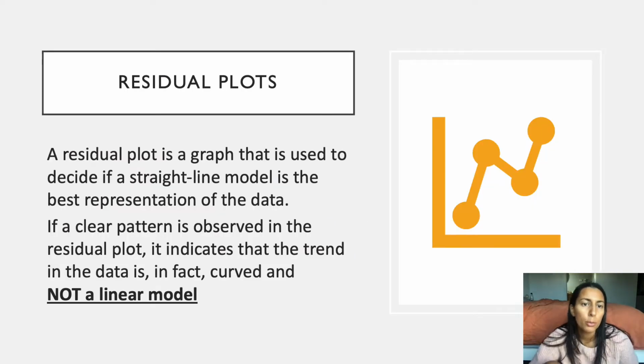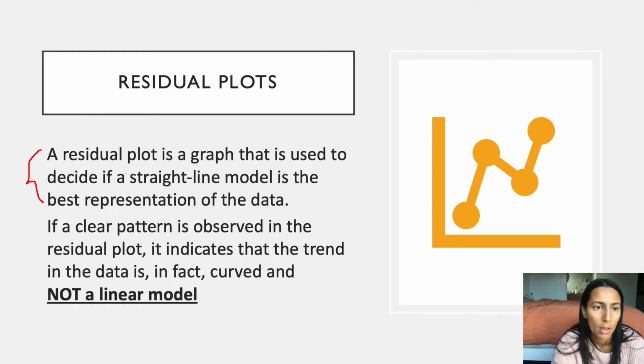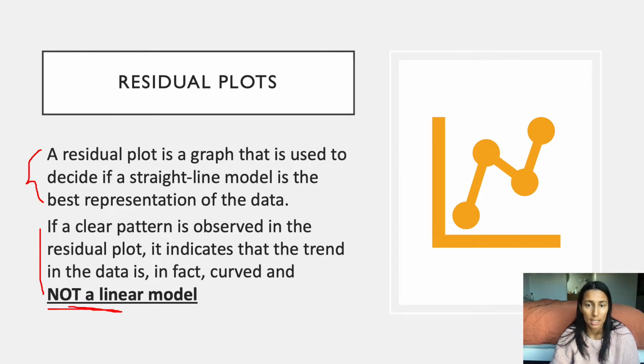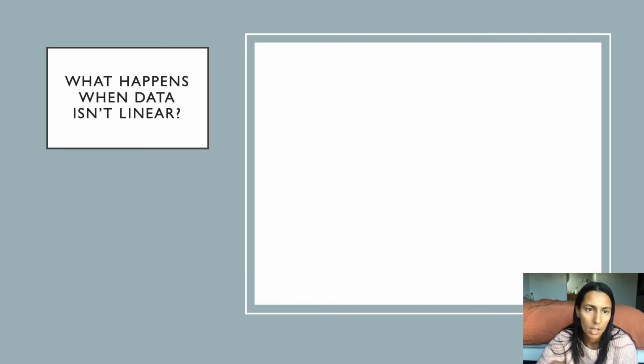Residual plot. So a residual plot is a graph, and we use it to decide if the data that we're looking at is a linear model or if it's non-linear. The way that we tell that from the residual plot: if you can see a clear pattern in the residual plot, it means that the data is not linear. And that means that if there's no clear pattern, then your data is linear. So this is what we'll see.